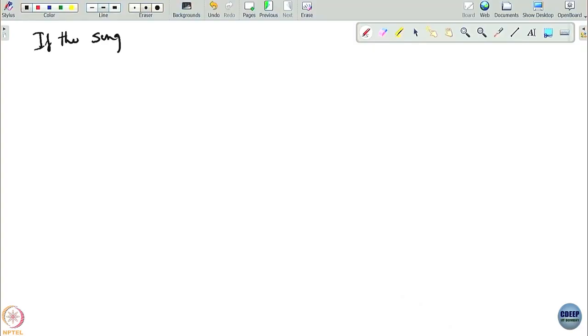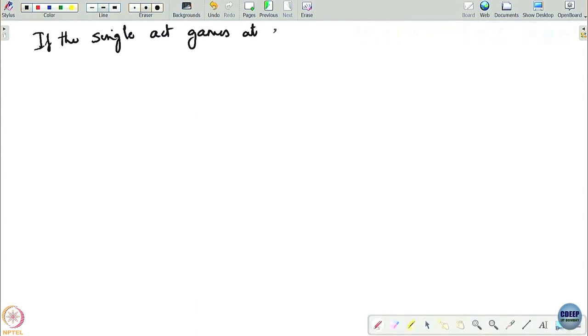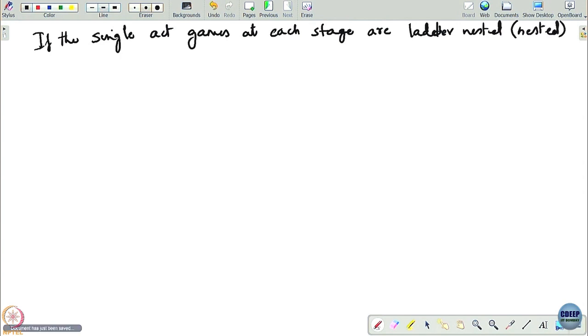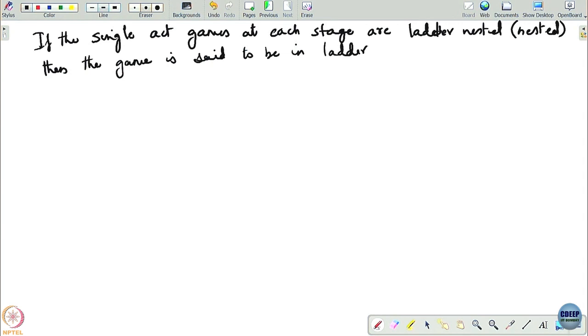So I'll just add to what was just said. If the single act games at each stage are ladder nested or nested, then the game is in ladder nested or nested feedback form.